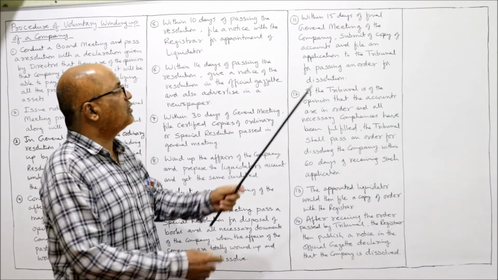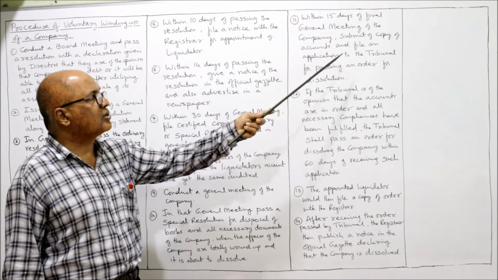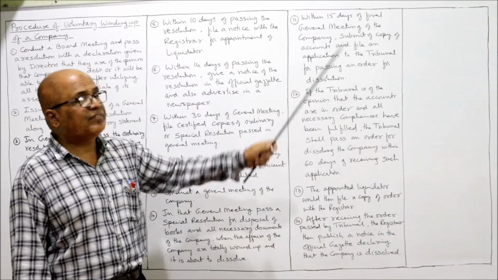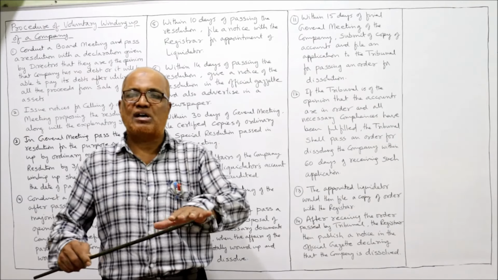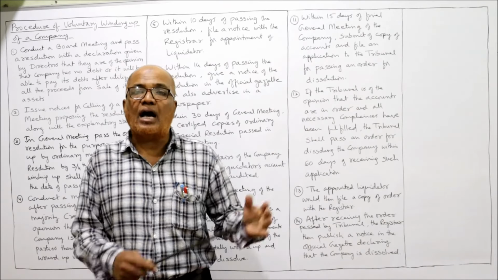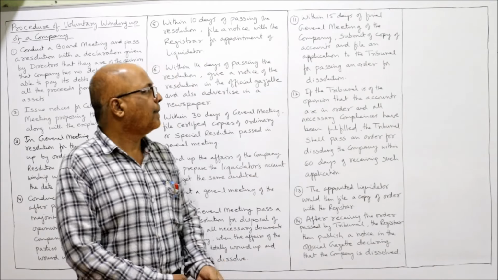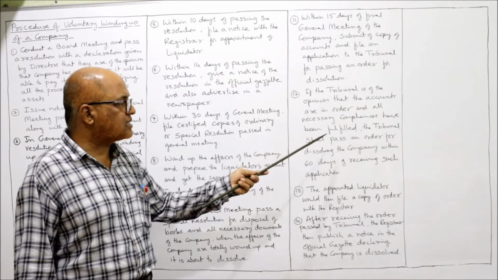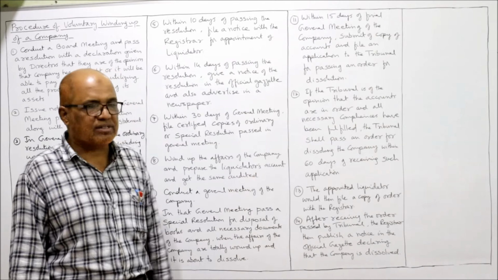After this, the 10th, 11th point: within 15 days of the final general meeting of the company, submit a copy of accounts and file the application to the tribunal for passing an order of dissolution. So within 15 days from passing this resolution that the accounts have been settled, the company has to inform the tribunal, asking the tribunal to give an order for the dissolution of the firm. Then if the tribunal is of the opinion that the accounts are in order and all necessary compliance has been fulfilled, the tribunal shall pass an order for dissolving the company within 60 days of receiving such application.